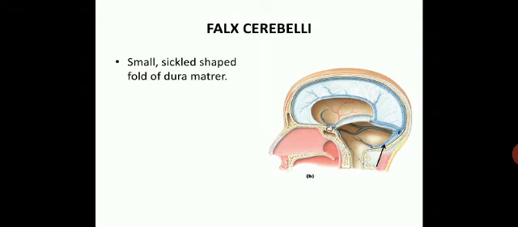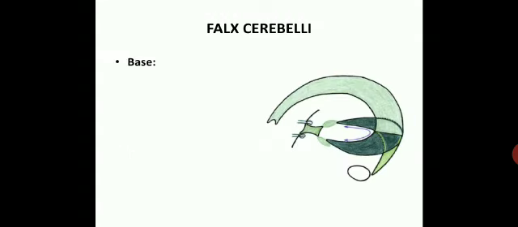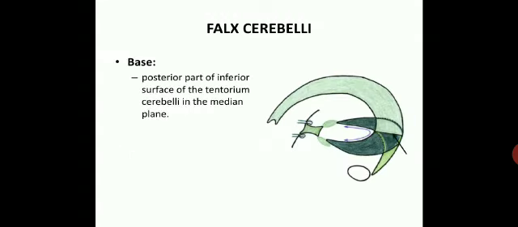It is a small sickle-shaped fold of dura mater. It projects forwards into the posterior cerebellar notch. The base is attached to the posterior part of the inferior surface of the tentorium cerebelli in the median plane, and the apex usually splits into two and lies on the sides of the foramen magnum.